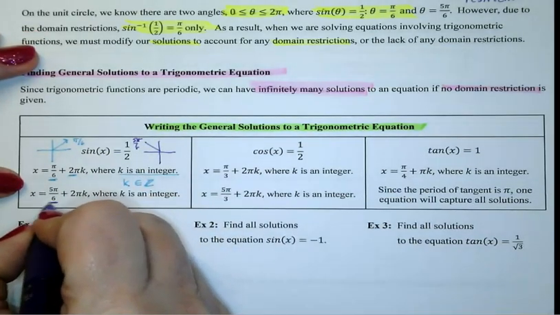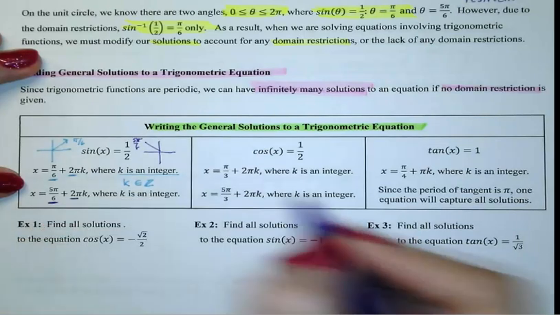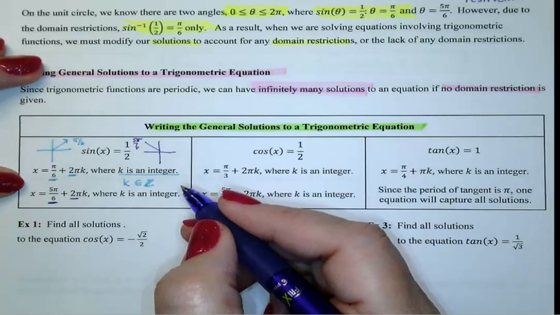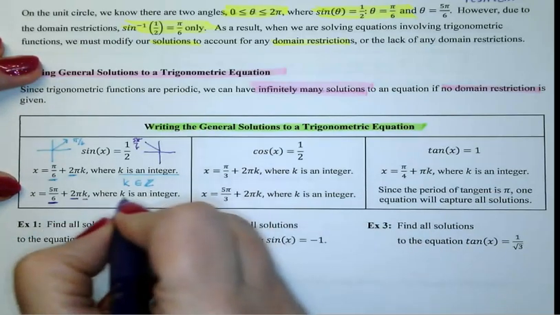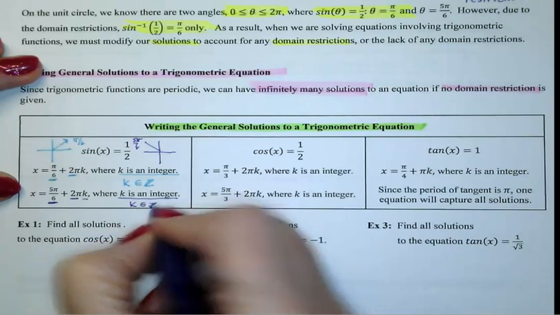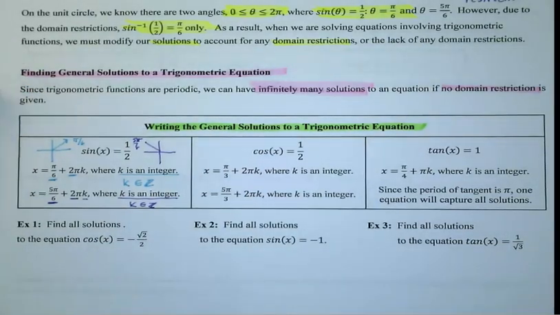So now we're going to write down the second angle that would work for this situation. We're going to add 2 pi to it to show that we're traveling around the circle one time and stopping at the same place. And the k, remember, is the integer. So that's the rotation. So we don't go halfway around the circle and stop because that wouldn't be the same value. All right, so let's look at the next one.